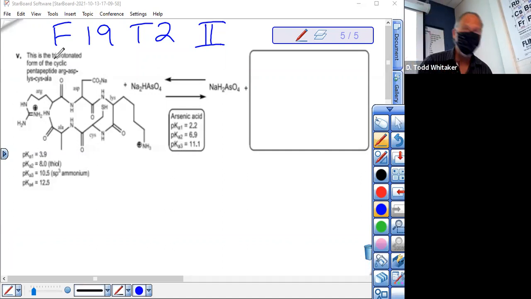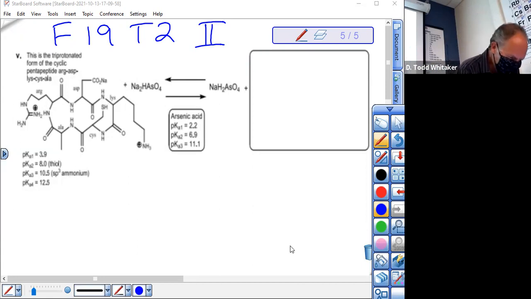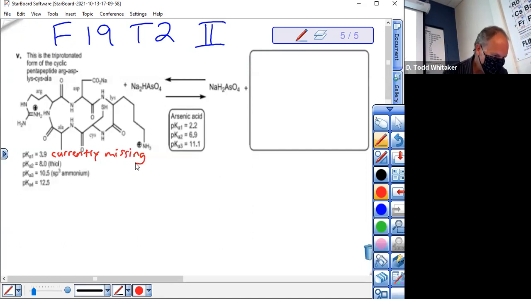This one is the almost fully protonated, isn't it? Almost fully protonated. So before you look further in the question, which pKa isn't present in this molecule? The first one, that's right. So 3.9 is missing right now. Currently missing. The other 3 remain. And let's put the numbers where they belong.